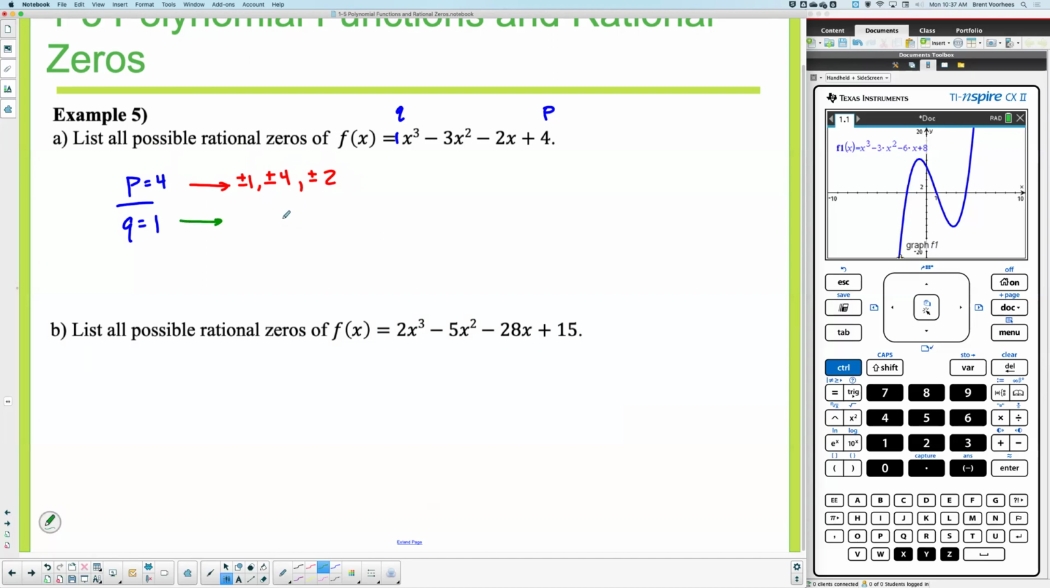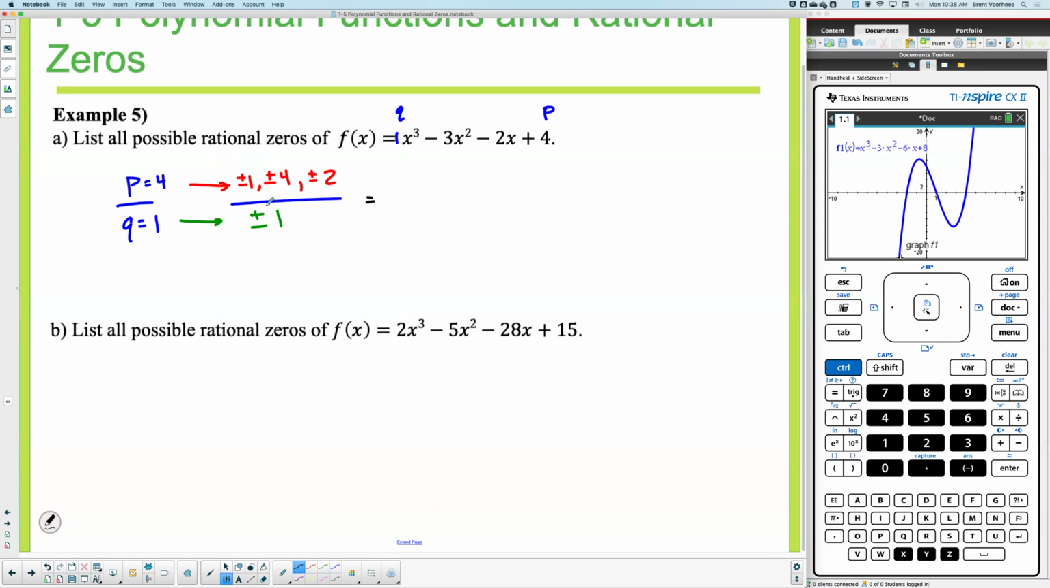Now, what are the only numbers that could multiply to give you 1? 1 times 1. So +1 times +1 and -1 times -1. Those are the only possible numbers. Now what we do is we go one by one and just divide these out.